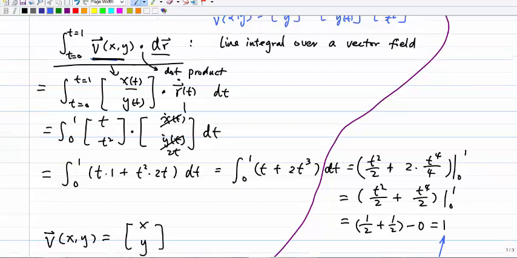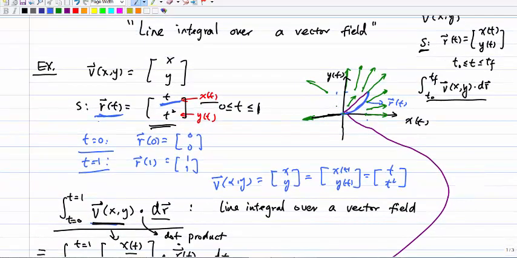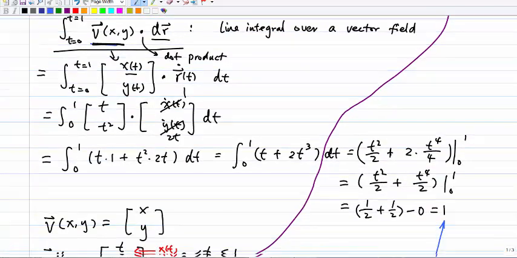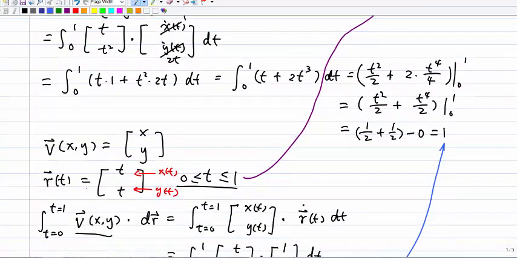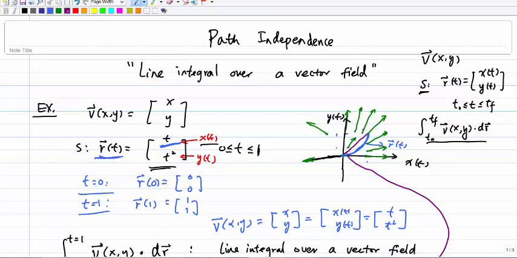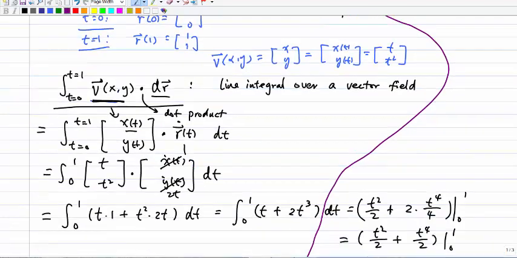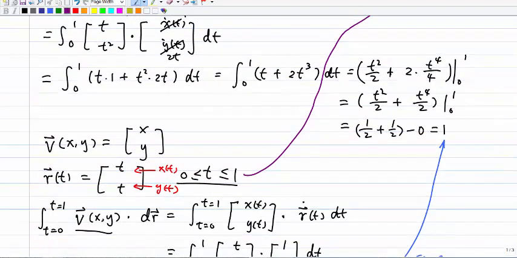Now let's pick the same vector field, but a different line, of course with the same starting and ending point. The starting point is still (0, 0) and the ending point is still (1, 1). I'm going to pick another one, which is a straight line, the purple one, starting here and ending here directly. So my line is given by (t, t). Different from the previous one, x(t) is still t, but y(t) becomes t also. The starting point for t is 0, and the ending point for t is still 1.